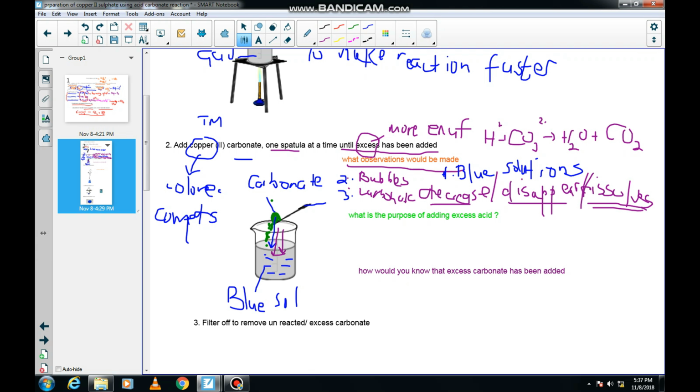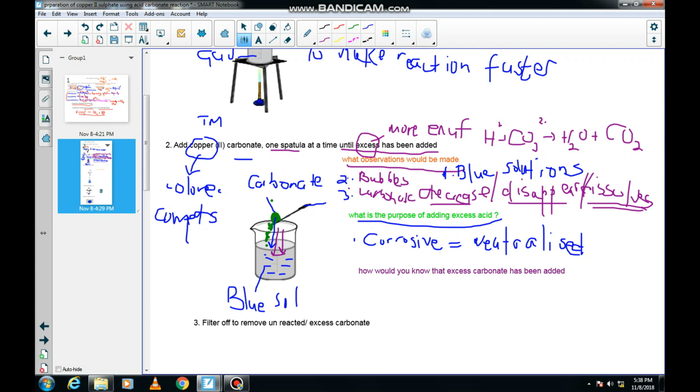The next question says, what is the purpose of adding more than enough, more than is required, of the carbonate? I want you to remember that sulfuric acid is a strong acid, and strong acids are corrosive. So the purpose of adding excess copper 2 carbonate is to ensure that all the corrosive acid is neutralized, so that we do not have traces of the acid in our salt. Otherwise, the salt will be corrosive.